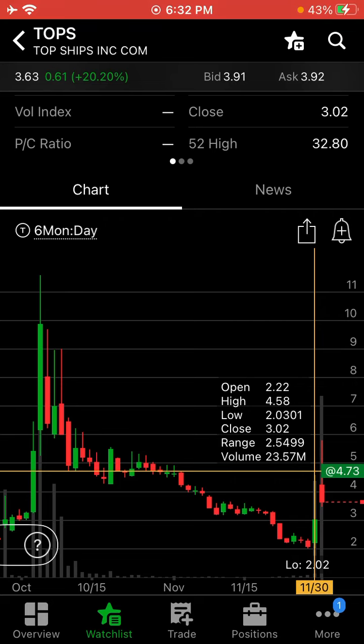So what's going to happen when there's a lot of float rotation? That's usually a sign that the stock can spike 50 to 100% or more in a day or two. And so in this case, since there was a lot of float rotation, these 2 days we can see that the stock went from $2 to almost $6. So it almost went up 200%.